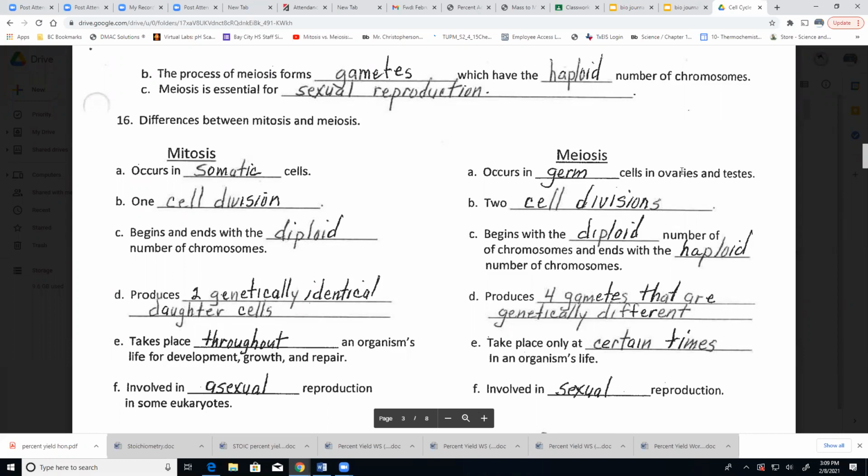So a quick difference between the two. Mitosis, which is what we studied previous to this week, occurs in somatic cells.